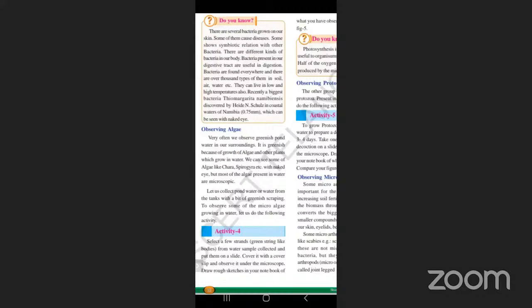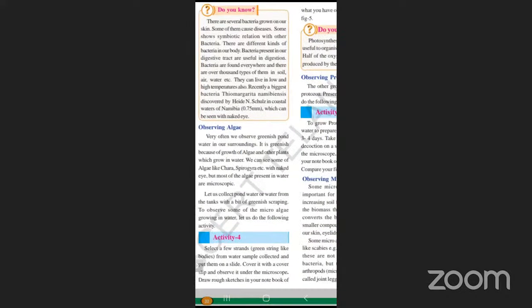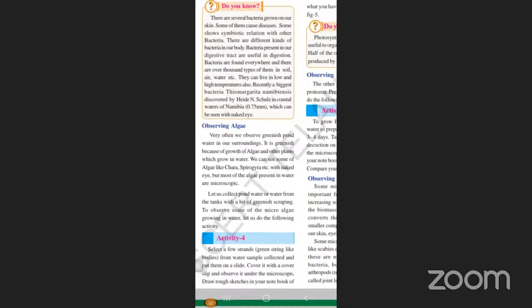Now activity 4. Let us go for the activity to observe the algae, micro algae. Select a few strands. What is strands, sir? Green string-like bodies. You have to select green string-like bodies from the water sample collected and put them on a slide, cover it with a cover slip, and observe it under the microscope.